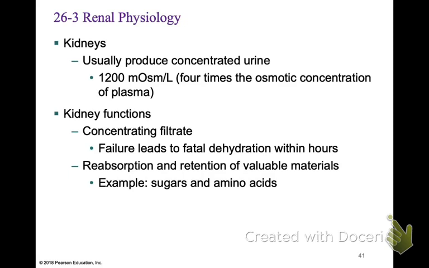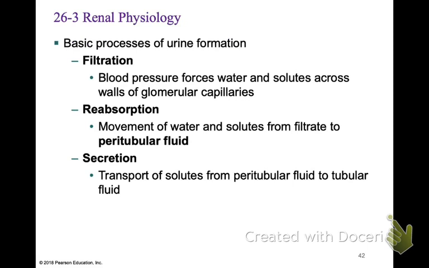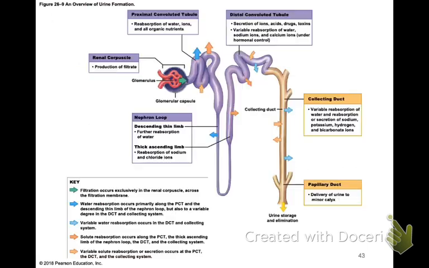And then there are valuable materials we want to reabsorb, not just sugars and amino acids, but things like calcium as well. All right, so as we get into the processes of urine formation, we're going to see there are 3 of these. Filtration occurs in the renal corpuscle. Reabsorption and secretion occur in the renal tubules. So we often emphasize that by calling them tubular reabsorption and tubular secretion. The tubular fluid is what is left of the filtrate. The peritubular fluid is the fluid surrounding the tubule, and it is in direct contact with the blood in those peritubular capillaries. So reabsorption is putting stuff back into the blood from the filtrate, and secretion is taking additional wastes out of the blood and putting them into the tubular fluid to get rid of them.